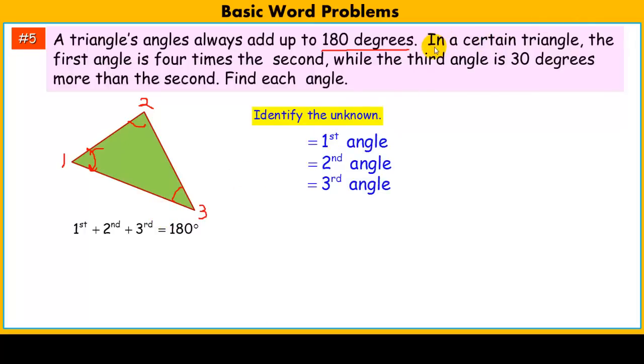Identify the unknowns. I have 3 angles. Now when I go in and read it, in a certain triangle, the first angle is 4 times the second. So what I'm going to do is say the second angle is x. 4 times the second angle is the first one. 4 times x is 4x. And the third angle is 30 degrees more than the second. If the second is x, 30 degrees more is x plus 30.